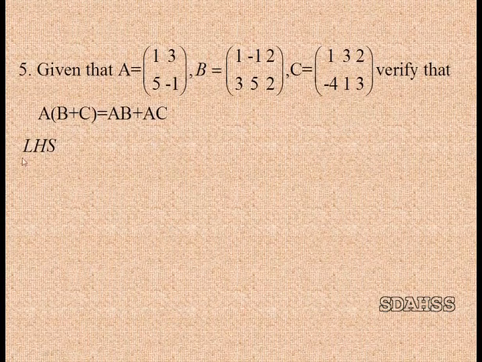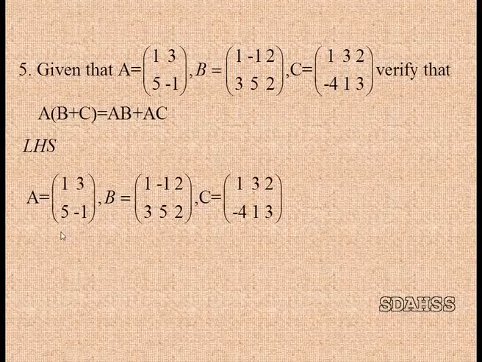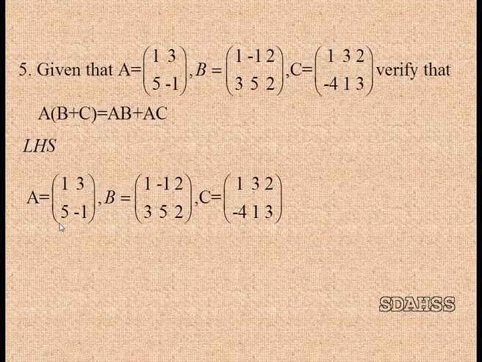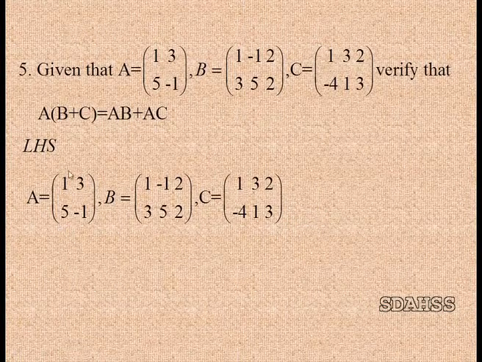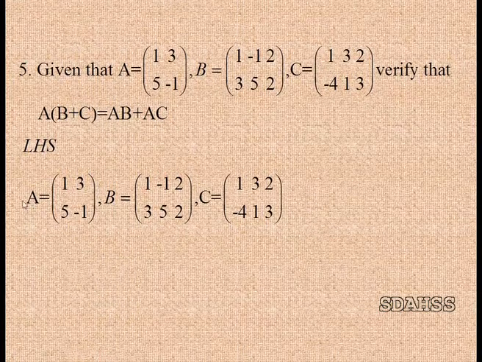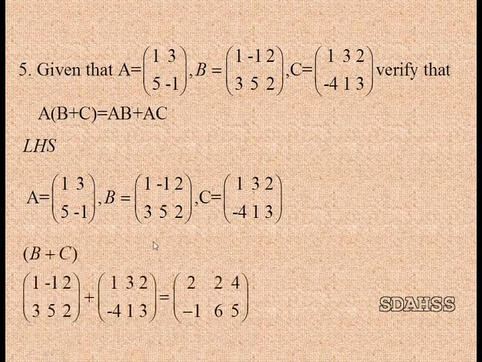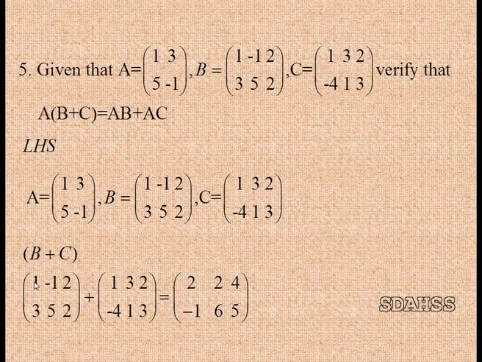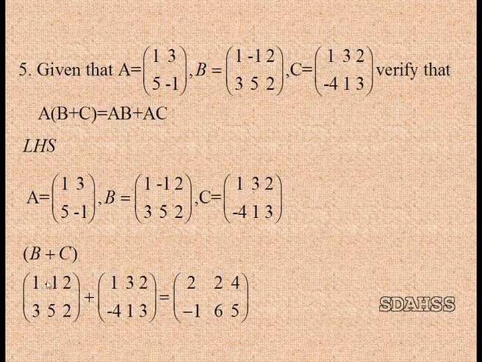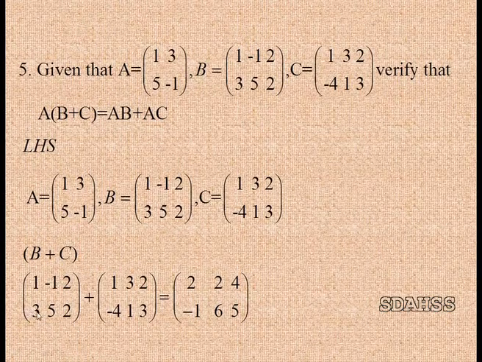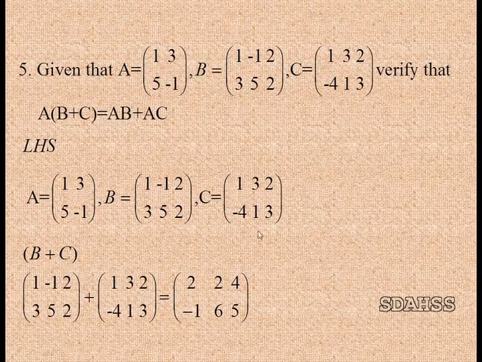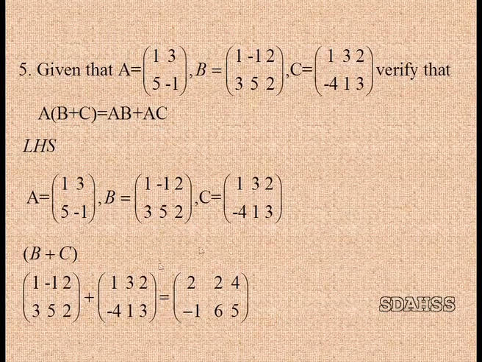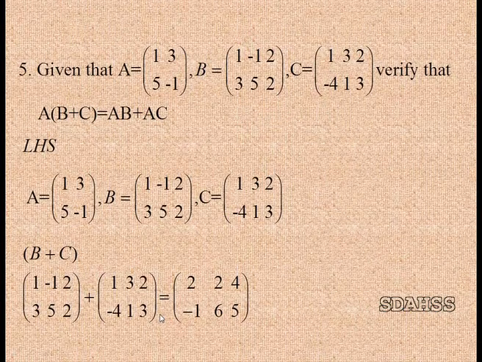Here the LHS is A into B plus C. Here three matrices are given. First let us consider B plus C. B plus C is equal to, in the place of B you write the B matrix 1 minus 1 2 3 5 2, plus in the place of C write the C matrix 1 3 2 minus 4 1 3.